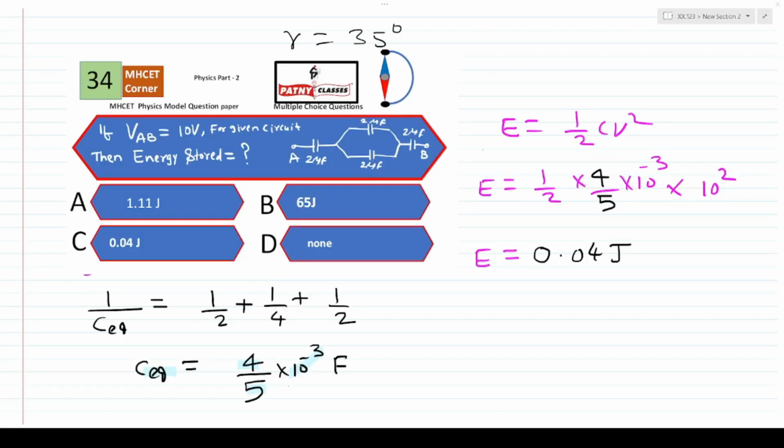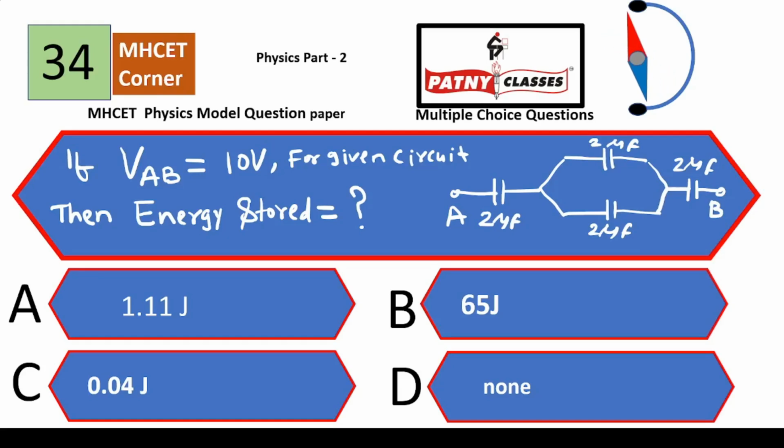Here is the solution. First of all, we find out equivalent capacitance, that is 4 upon 5 into 10 raised to minus 3 farad. Then energy stored in the capacitor is half CV square. Putting the values, we get energy stored in the entire circuit E equals 0.04 joules. Therefore, we lock option C, that is energy stored in the given circuit is 0.04 joules.